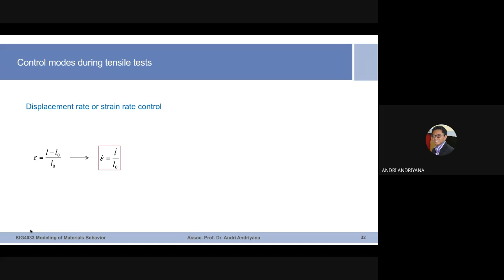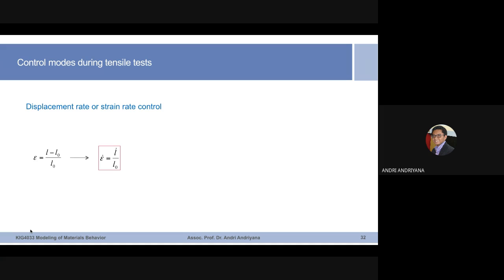We have seen last week that when we conduct tensile tests, we can do the tensile test in 2 different ways, depending on how we control the machine. The first is by imposing displacement rate, or equivalently by imposing strain rate, and this is called displacement rate or strain rate control. The idea here is that we fix the displacement rate, and then we see what will be the stress-strain curve of the material during the test.